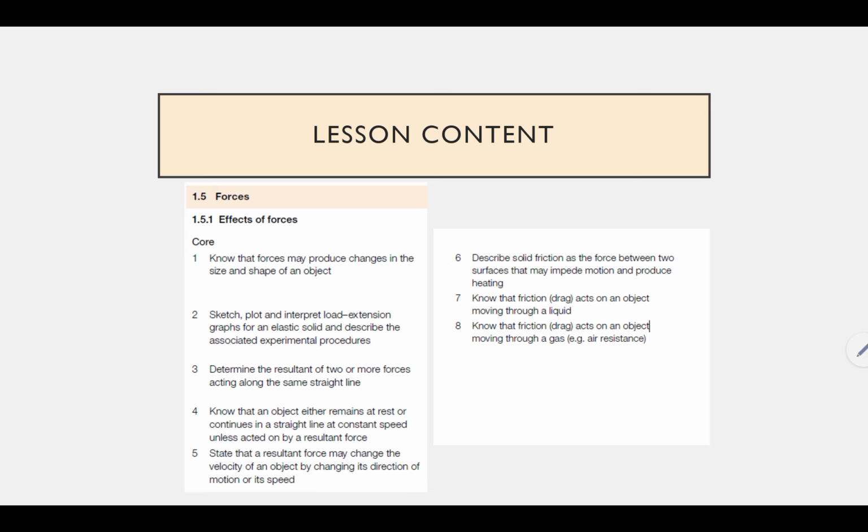In this lesson, we're going to discuss what forces are and what they can do to an object. We're also going to talk about sketching, plotting and interpreting a load extension graph for elastic solids. And we're going to talk about what resultant forces are, or the resultant of two or more forces, and whether it's going to affect the motion of my object or not. And finally, we're going to explain what friction is for solids, and for liquid or gas as drag.